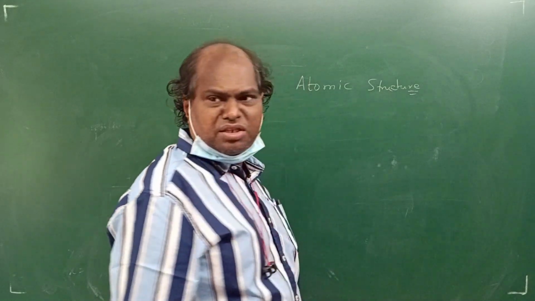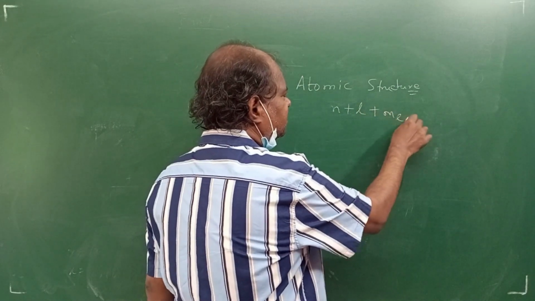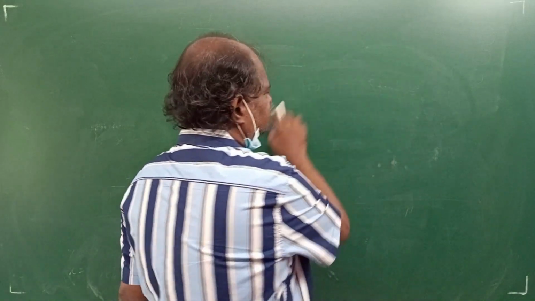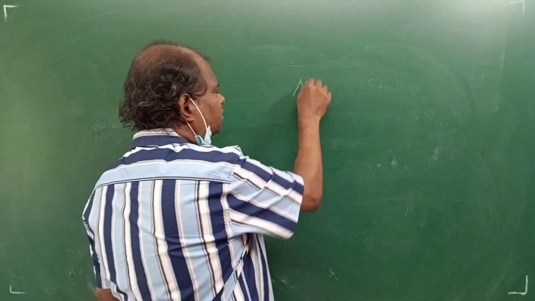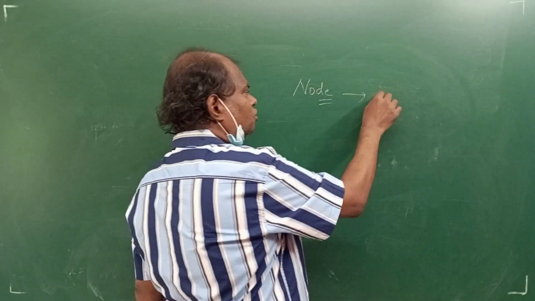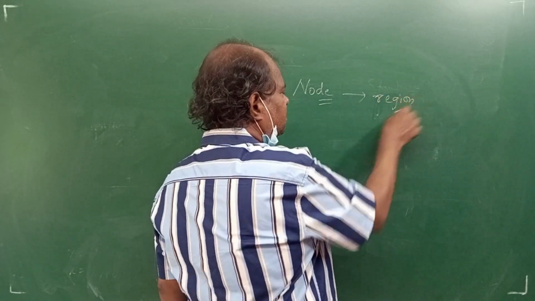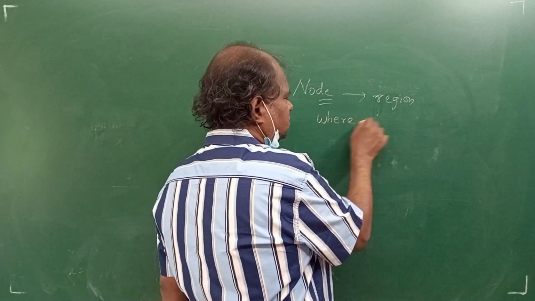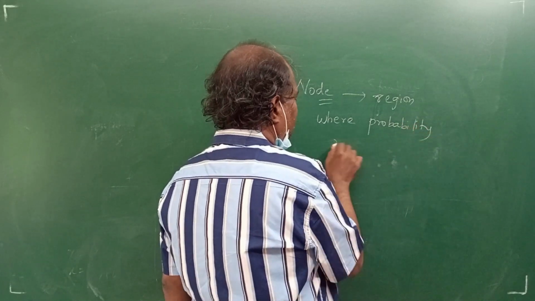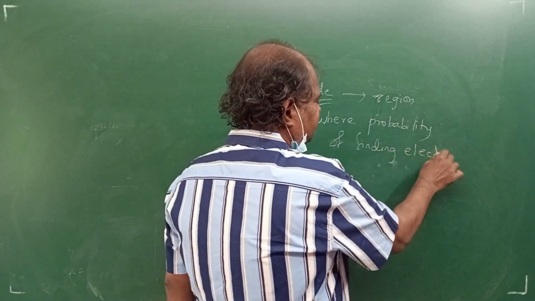So we'll start with atomic structure. Last time, students, we had done sums on n plus l plus m_l. Now today we will discuss nodes. What is a node? A node is that region where the probability of finding an electron is zero. There you can't find the electron. Correct?